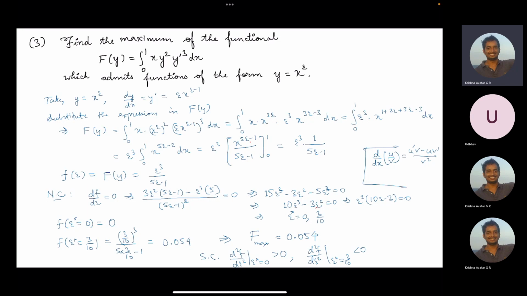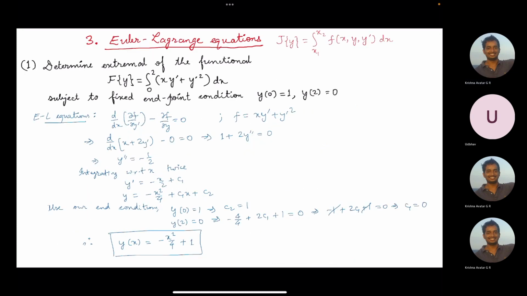And if you want to check it further, from the sufficient conditions, it can be seen that the second derivative of f with respect to epsilon at epsilon star equal to 0 is greater than 0, which signifies that f is minimum at epsilon star equal to 0, and the second derivative of f with respect to epsilon at epsilon star equal to 3 by 10 is less than 0. So this implies that f is maximum at epsilon star equal to 3 by 10.